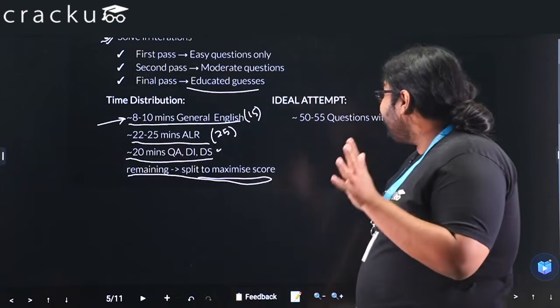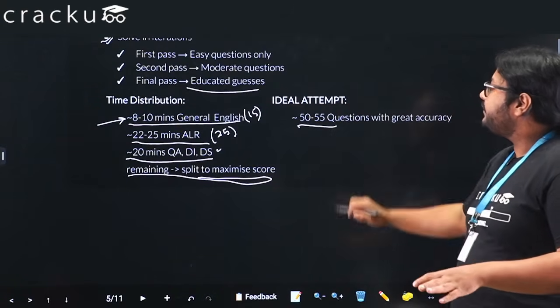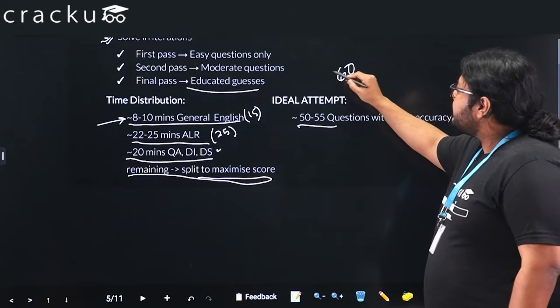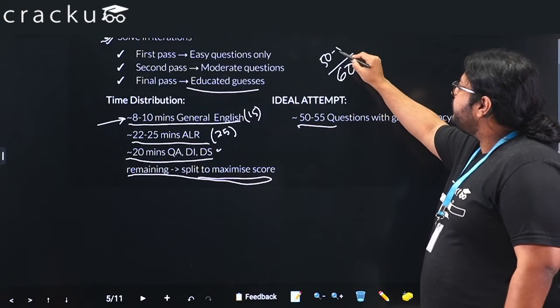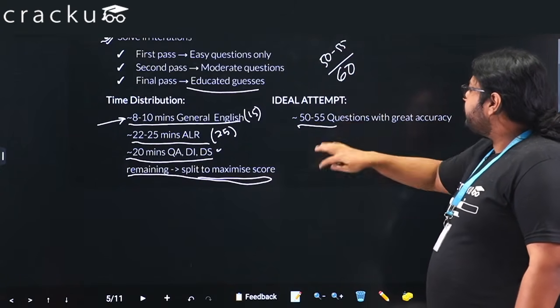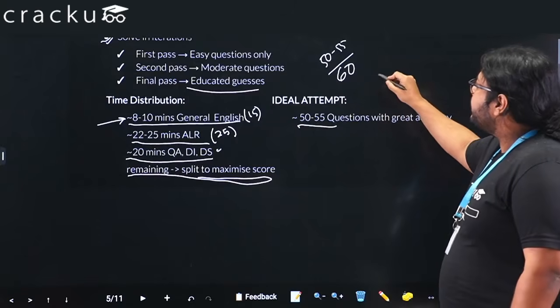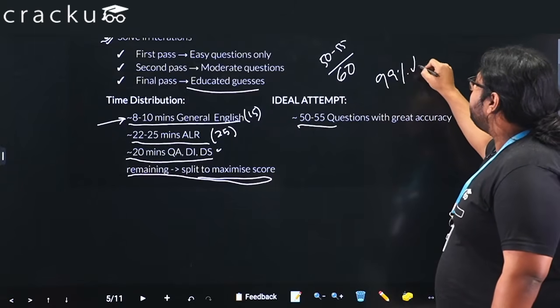An ideal attempt should be around 50 to 55 questions. Out of the 60, you should be attempting around 50 to 55, if you are someone who is aiming for a 99 percentile plus.